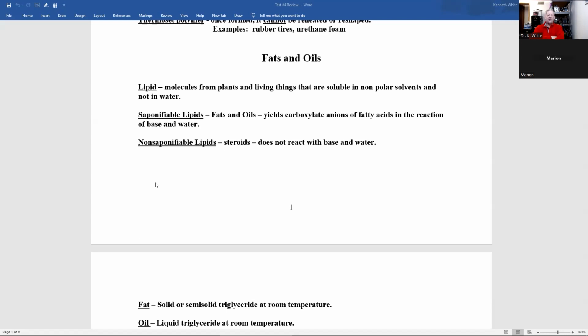Now, lipids are molecules from plants and living things like you and me that are soluble in nonpolar solvents, but not in water. You should know a saponifiable lipid is a fat or oil, and a saponifiable lipid yields carboxylate anions of fatty acids from the reaction of that saponifiable lipid with base and water. Now, non-saponifiable lipid, also known as steroids, does not react with base and water.